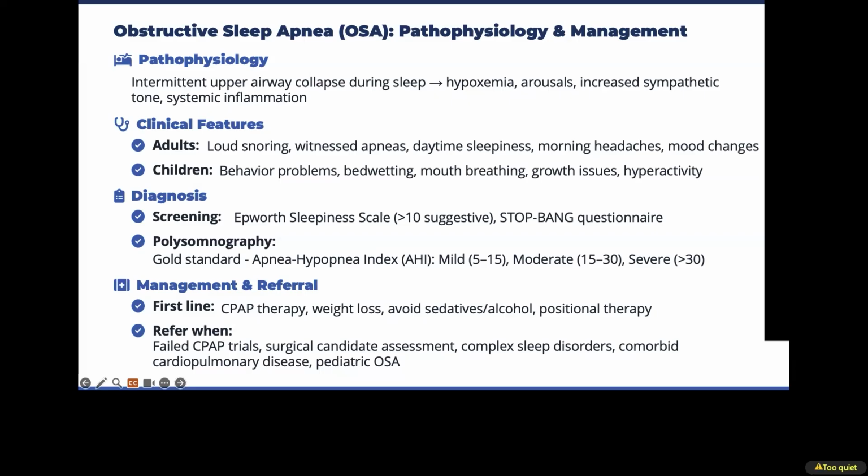Over time, this constant burst of sympathetic activation drives the blood pressure up, drives the heart rate up, and drives up systemic inflammation. And this is why obstructive sleep apnea is linked to conditions like hypertension, arrhythmia, insulin resistance, and stroke risk. So this is why you need to make sure that this is effectively treated. And in order to treat it, you have to identify it. So how do you identify it? Well, think in adults, this classic triad: loud snoring, witnessed apneas, and daytime sleepiness.